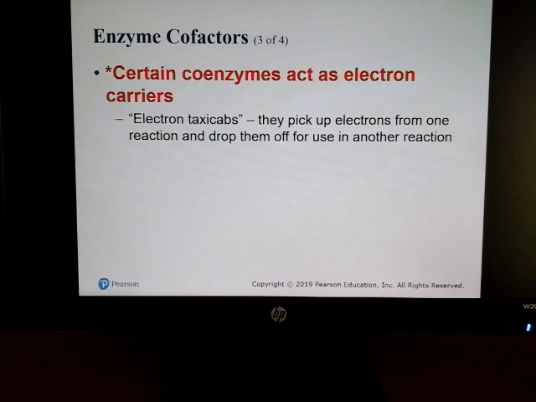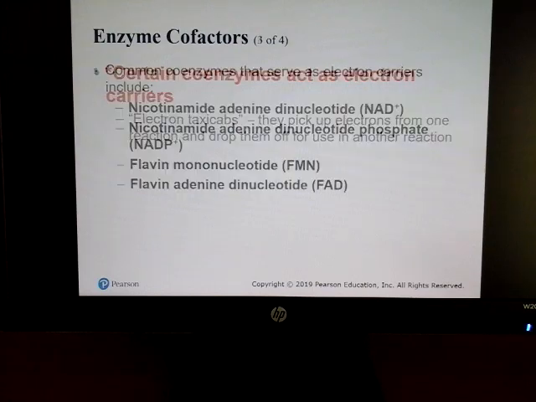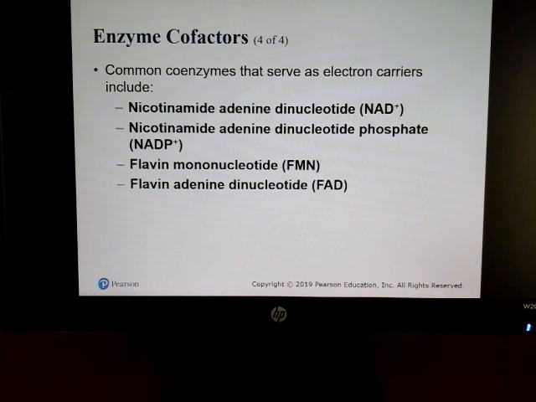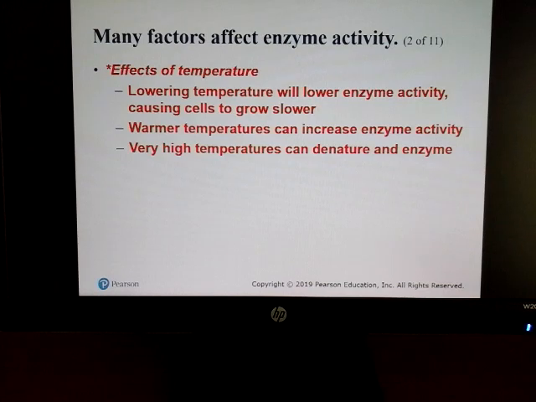So certain coenzymes will act as electron carriers, and sometimes they're called electron taxicabs, electron shuttles, but they pick up electrons from one reaction and then move them to another compound in that reaction, or to another reaction altogether. So NAD+, NADP+, FMN, and FAD are good examples of coenzymes that are cofactors.